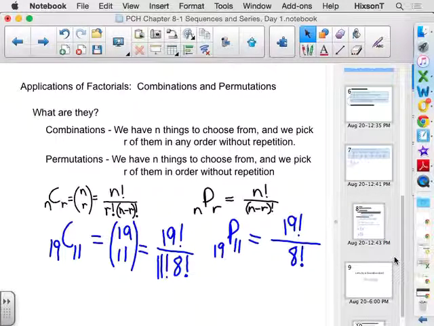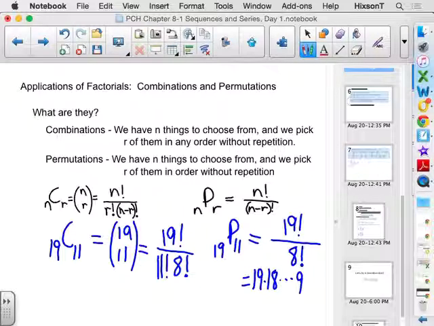Now, when you're evaluating these, I recommend simplifying first. Someone already mentioned this 8 factorial is going to cancel out the 8, 7, 6, 5, and so on. So this is going to be 19 times 18 all the way down to 9. Just for time's sake, we won't do that because you know how to multiply. We would just multiply all those values together until we got down to 9, and that would be how many permutations of 11 people we could have out of 19.